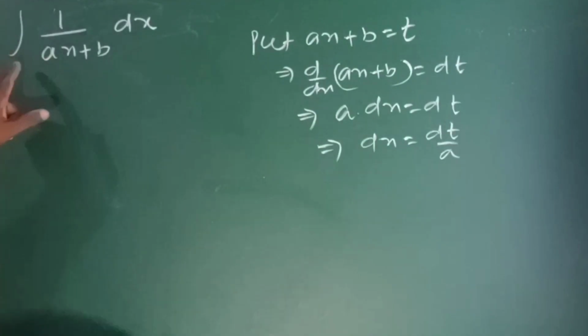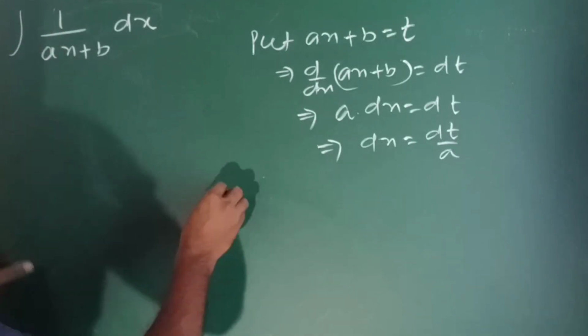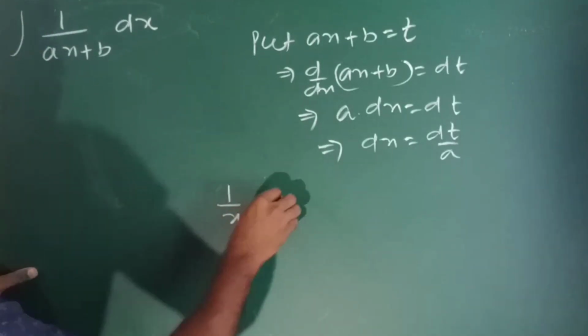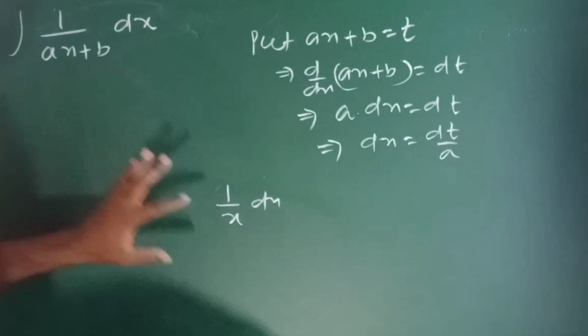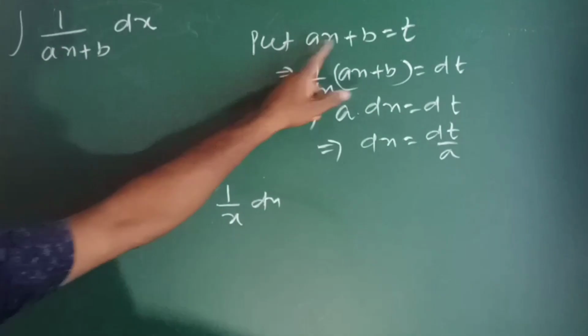Now another question is the integration of 1 upon ax plus b dx. This question is of the form 1 by x dx, but x is replaced by ax plus b. If x is replaced by ax plus b, then we have to substitute ax plus b. So put ax plus b equal to t.